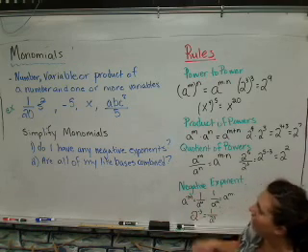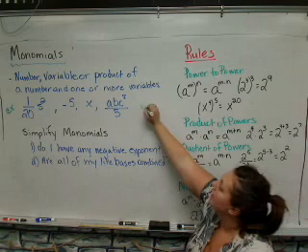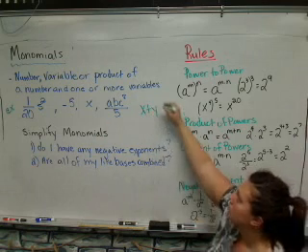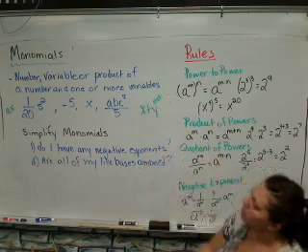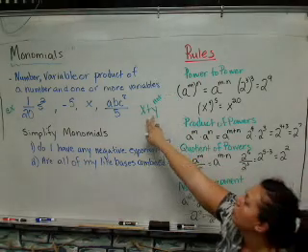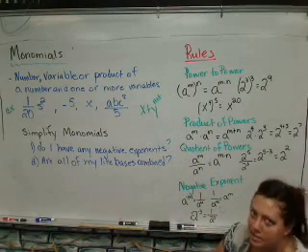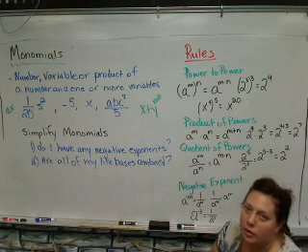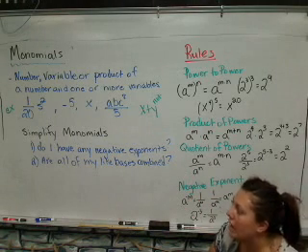Anything adding together like x plus y is not considered a monomial. This is not a monomial because it's not a product of a number and variables. You're adding two variables together, so that is not a monomial. All right. So the important thing about monomials that we need to be learning is how to simplify them.